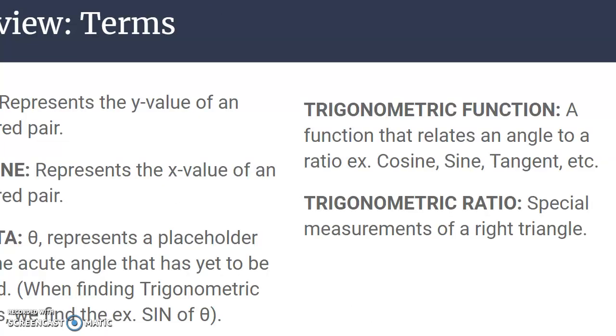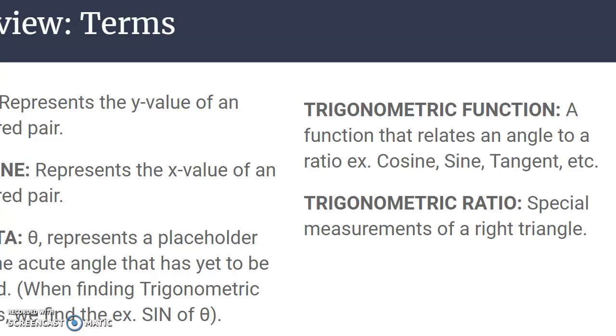Terms. Sine represents the y value of an ordered pair. Cosine represents the x value of an ordered pair. Theta is this symbol right here, and it represents a placeholder for an angle that we have not yet found. So, for example, when finding a trig ratio, instead of saying "this angle here," we say sine of theta. Instead of saying sine of this corner, sine of theta.